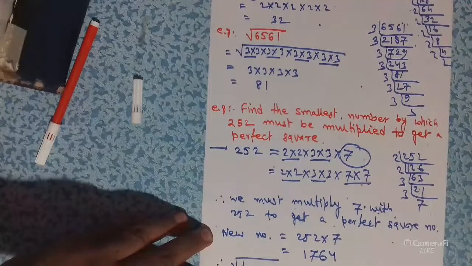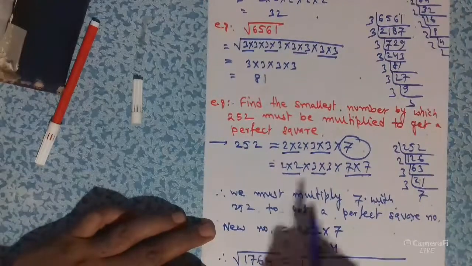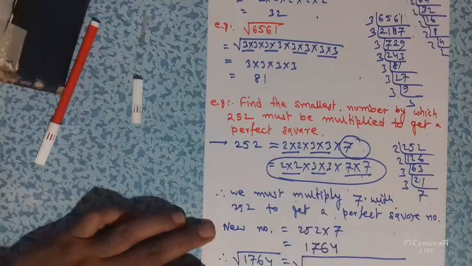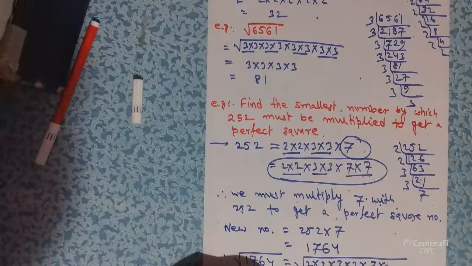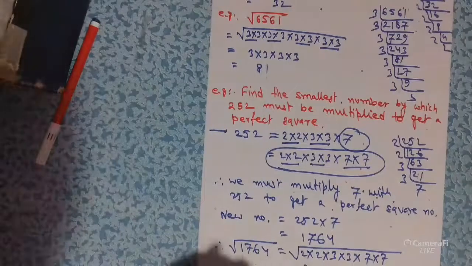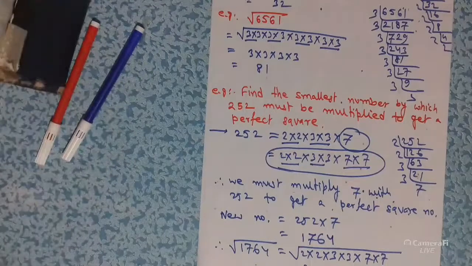Therefore root of 1764 is equal to, and you need not find the factors of this number because it already has them, here are the factors of this number, so you can write it. So 2 multiply 2 multiply 3 multiply 3 and 7 multiply 7. So 2 multiply 3 multiply 7 is equal to 42. So square root of 1764 is 42. Okay, so I hope you understood, students.